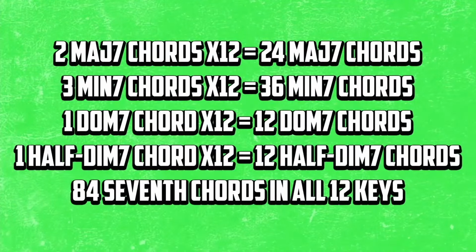Let's zoom out and look at this in all 12 keys. So take a look. 2 major 7 chords in all 12 keys gives us a total of 24 major 7 chords. 3 minor 7 chords in 12 keys gives us 36 minor 7 chords. And 1 dominant 7 chord in 12 keys gives us 12 dominant 7 chords. And 1 half diminished 7 chord in all 12 keys gives us 12 half diminished 7 chords. And this is a total of 84 7 chords in all 12 keys.